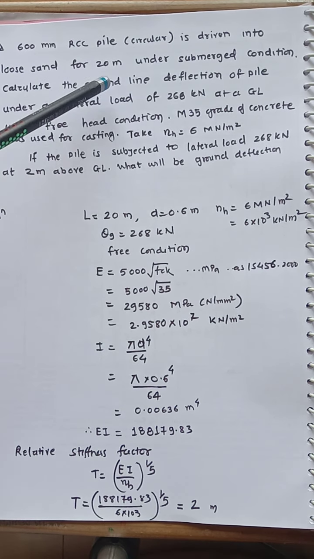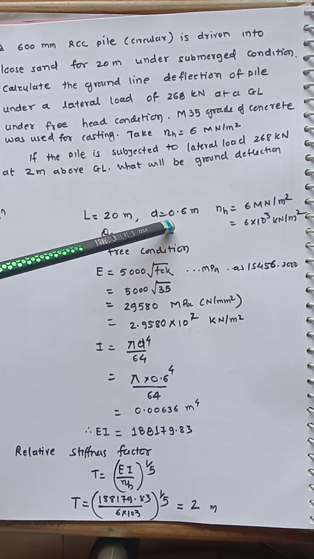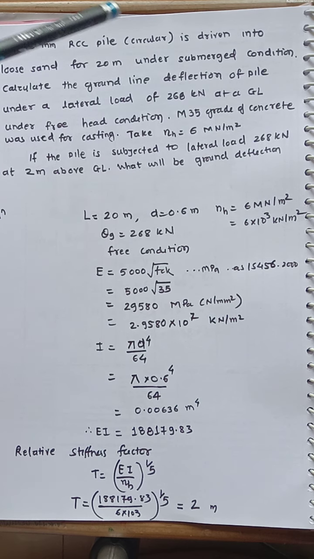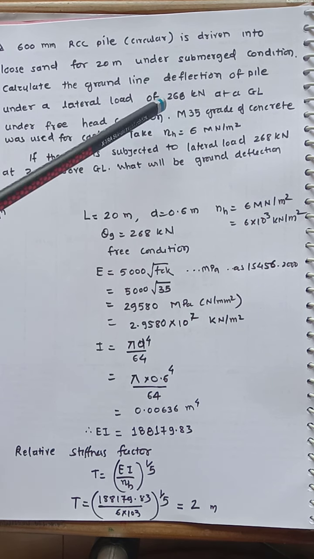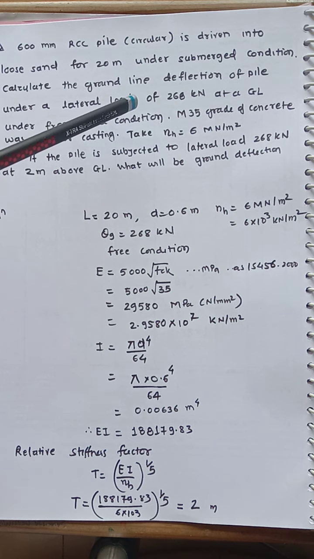So a 600 mm RCC pile, a circular pile driven in loose sand for 20 meter. So L is 20 meter, diameter is 0.6 meter, in a submerged condition. Calculate the ground line deflection, meaning the deflection at the ground surface of the pile, under a lateral load of 268 kilonewton at ground level under a free head condition.